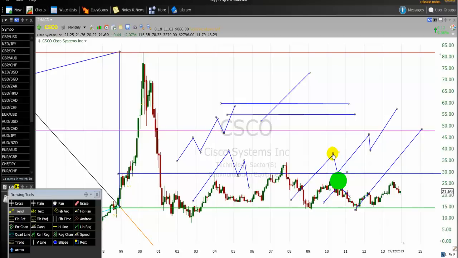All right? So, as you break out of the consolidation like this, we say this is a fast wave. All right? Now, we are watching it.